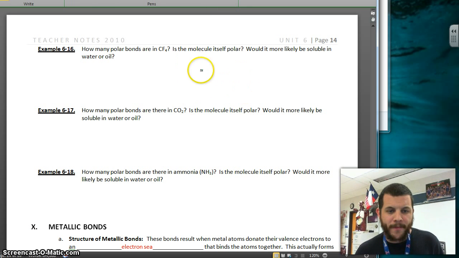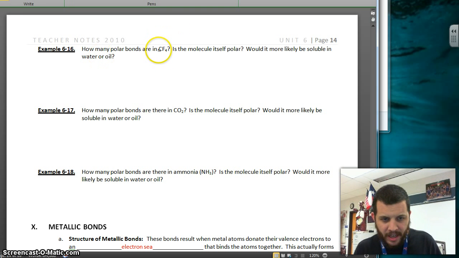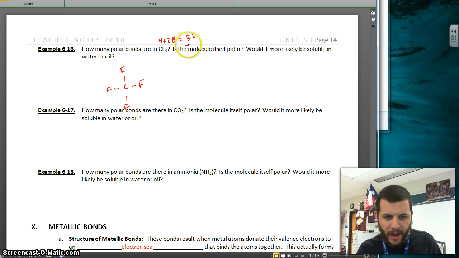So the way that we would figure that out is we have to draw our Lewis dot structure. So let's take a look at CF4. I know that carbon brings 4 valence electrons to the table. Fluorine brings 7, and I've got 4 of them, so that's going to bring 28 total, meaning that I've got a total of 32 electrons. So I know carbon's in the middle with 4 fluorines around it. And now I've used up 8 electrons.